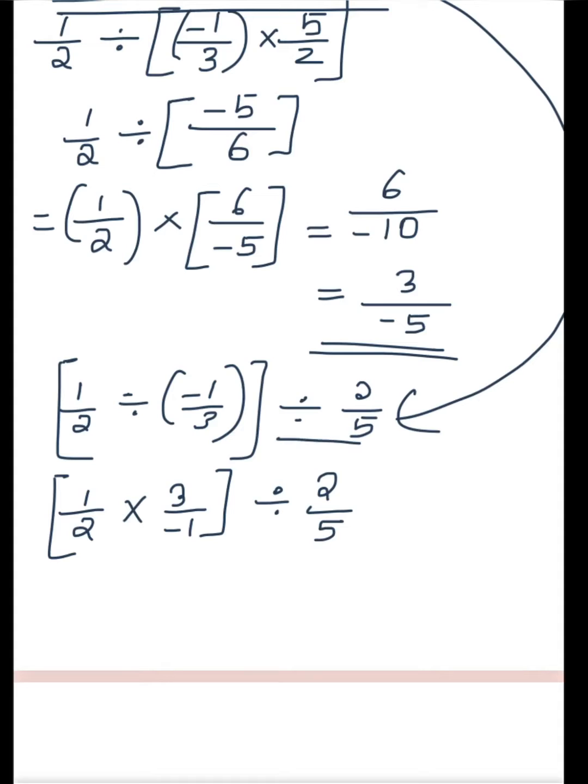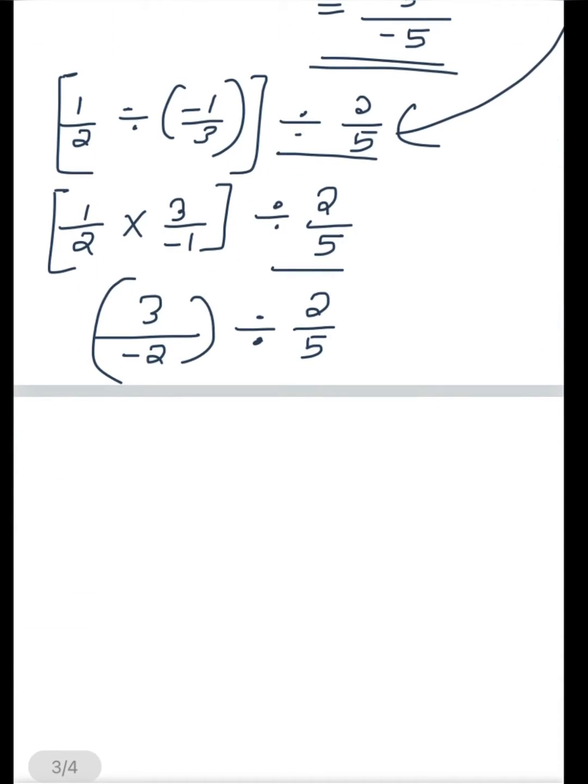That is writing the remaining things as it is. Now what is 1 into 3? It's 3. What is 2 into minus 1? It's minus 2. So 3 by minus 2 divided by 2 by 5. Okay. Now again let's write the first number as it is. Instead of division you can put multiplication. What is the reciprocal of the second, which is 2 by 5? It will be 5 by 2.